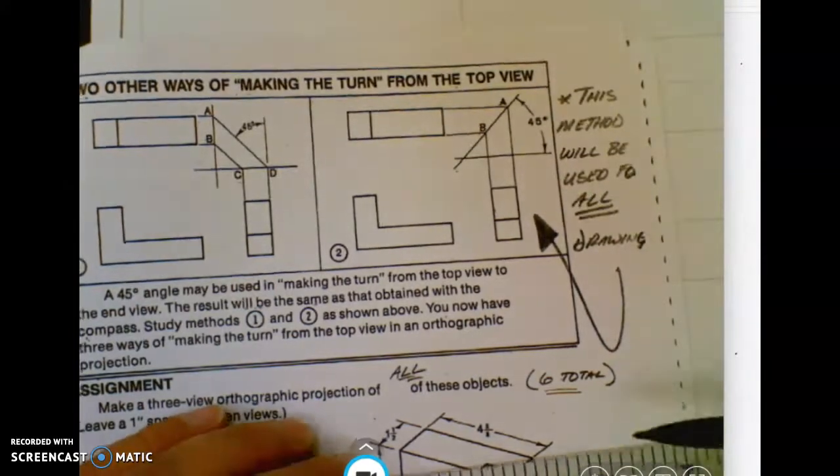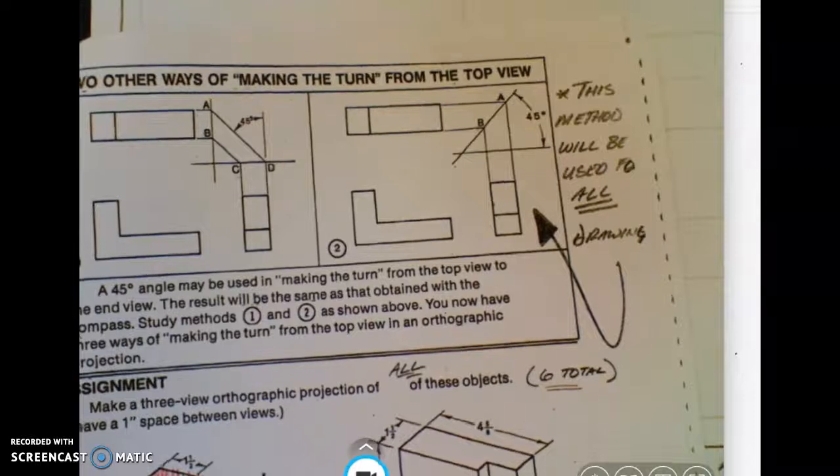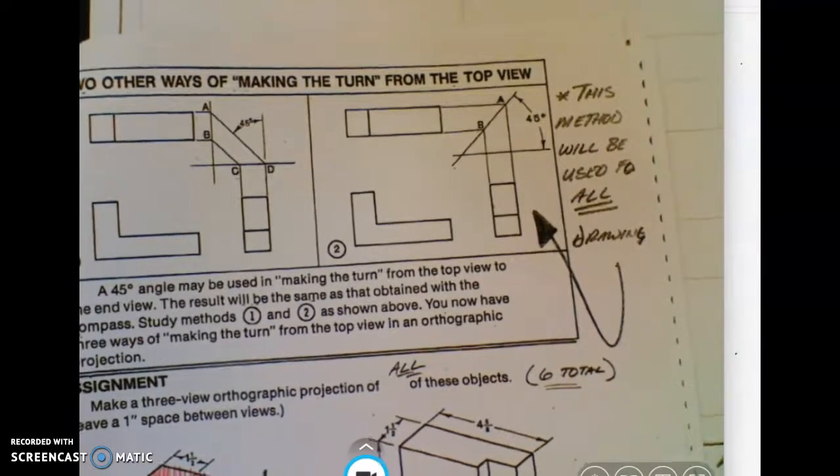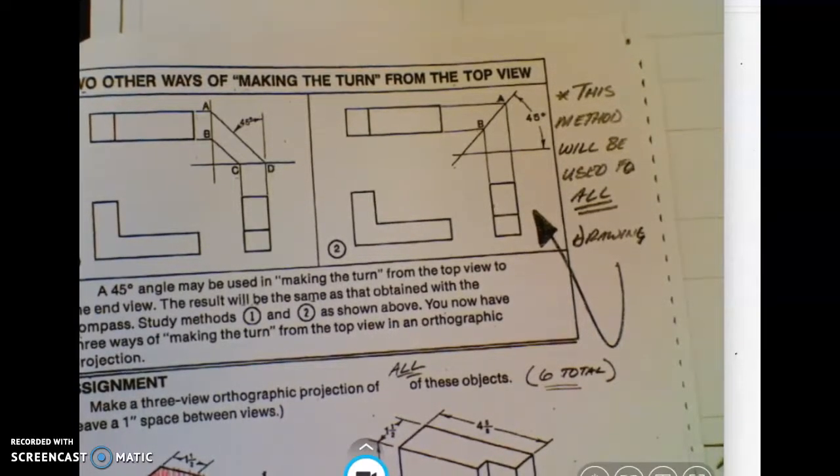Again, we like to drop the top. So any lines that come off of the top view in a construction line format, we run them to that 45-degree miter line, and then we drop them straight down.